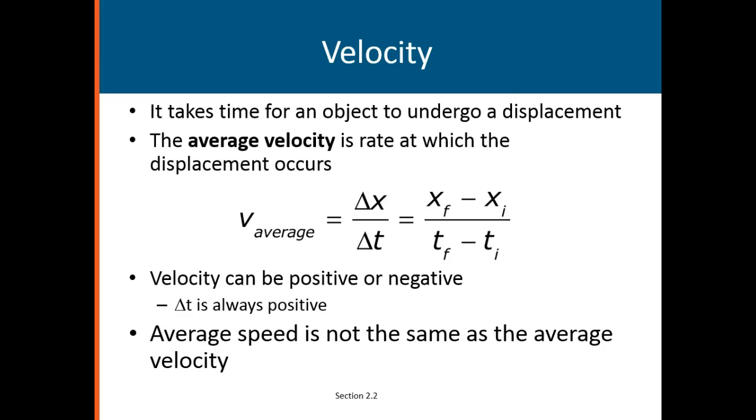Velocity can be positive or negative, depending on, number one, the coordinate system you choose, and whether you're starting in the positive direction, negative direction, or where you ended up. Okay? If you're starting positive and you ended up negative, then you went in a negative direction. So the delta t, by the way, is always positive. t final is always a larger number than t initial. The final time is always beyond the initial time. So that's always positive. So everything depends on the sign of your displacement. The average speed is not the same as the average velocity. Okay?